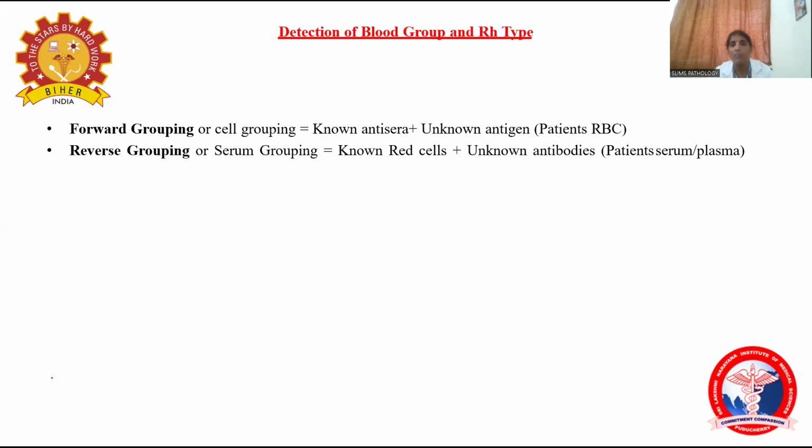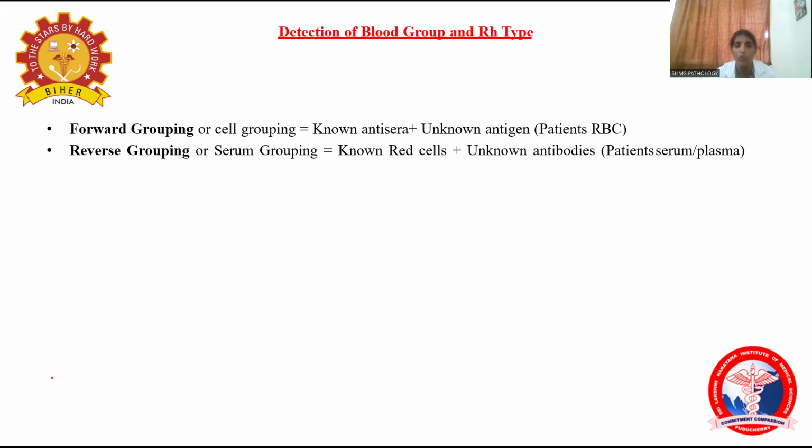So how do you detect blood group and the Rh type? There are two types of grouping systems. One is forward grouping, also called cell grouping. The other one is reverse grouping, also called serum grouping. Now the forward grouping is the most common technique, where wherever you go, they just do a finger prick, take a blood sample and tell you the results immediately, right? So those are considered forward grouping. What you do in practicals is the forward grouping.